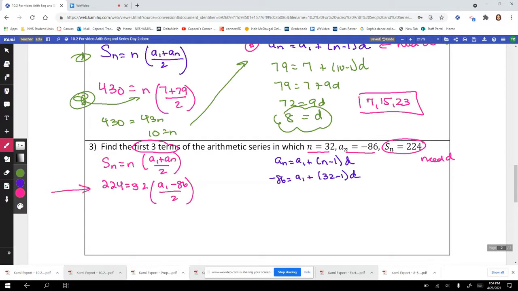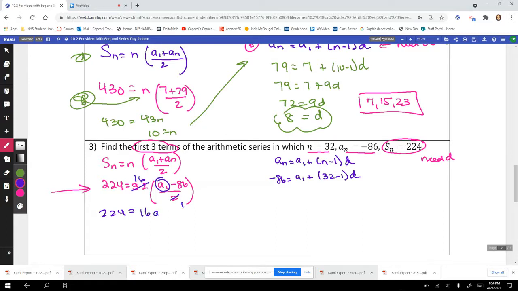So when I start with my sum formula, I realize the one thing I'm missing is my first term, and I need that, right? To find the first 3 terms, I need to know where I'm going to start. So I substitute everything in, so I get 224. Now I can simplify this to make things a little bit easier. For me, this is going to be 1, and that's going to be 16.